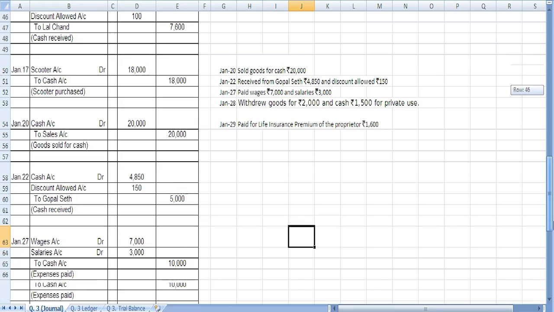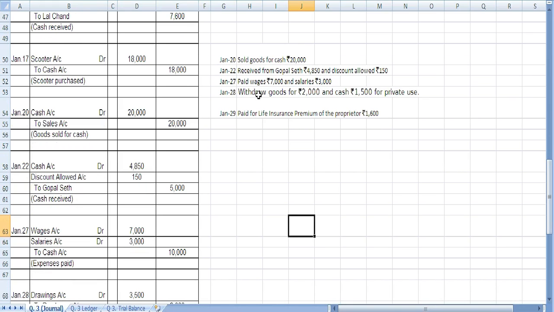Okay, next we have paid wages 7,000 and salaries 3,000. There is no word check written here or by bank, so we'll assume by cash. So we'll make a compound entry again here. Wages 7,000, salaries debit 3,000, and together we are paying a cash of, cash goes out 10,000, expenses paid.